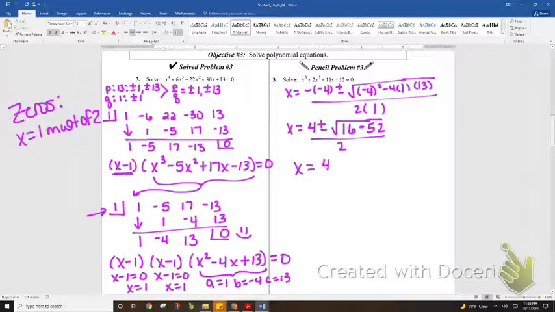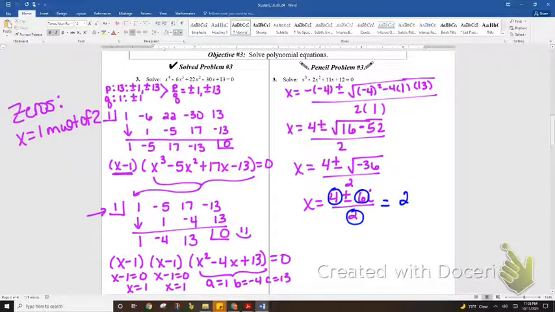So x equals 4 plus or minus the square root of -36, I believe, all over 2. We can take the square root of -36, so we get 4 plus or minus 6i all over 2. Now all three numbers here that are not under the radical are divisible by 2, so we can reduce that. And so we get 2 plus or minus 3i, all over 1, but I don't have to put the all over 1. So here are my other two zeros.